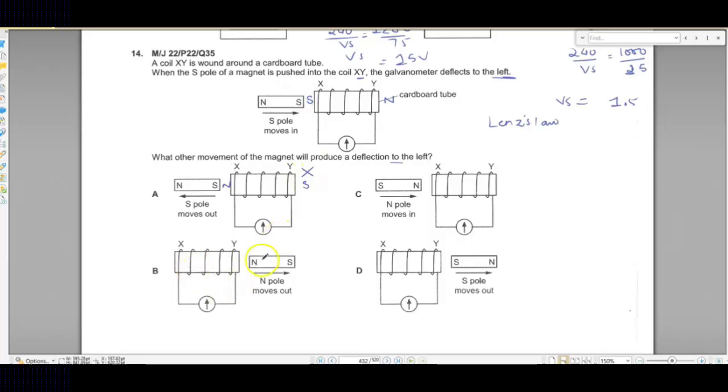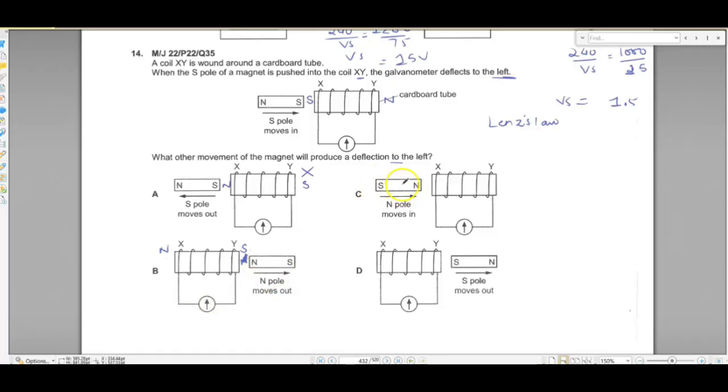If we look at option B, the north pole is moving out. If the north pole is moving away, according to Lenz's law, south pole is going to be induced over here, so as to get the magnet back, and north pole is going to be induced over here. So again, the north and the south are reversed, so the needle is not going to deflect towards the left, it's going to deflect towards the right.